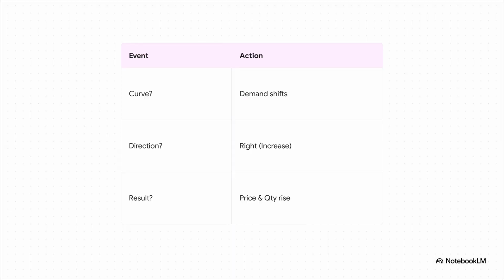Let's actually put this into practice with a scenario. The event. An abnormally hot summer strikes the city. Step 1. Who does this affect, buyers or sellers of ice cream? Well, it affects buyers' tastes, so it's the demand curve that shifts. Step 2. Which direction? Well, people obviously crave more ice cream when it's boiling outside, so demand increases, shifting to the right. Step 3. The result. With a huge spike in demand, the new equilibrium point means the final price of ice cream shoots up and the total quantity sold rises right along with it.